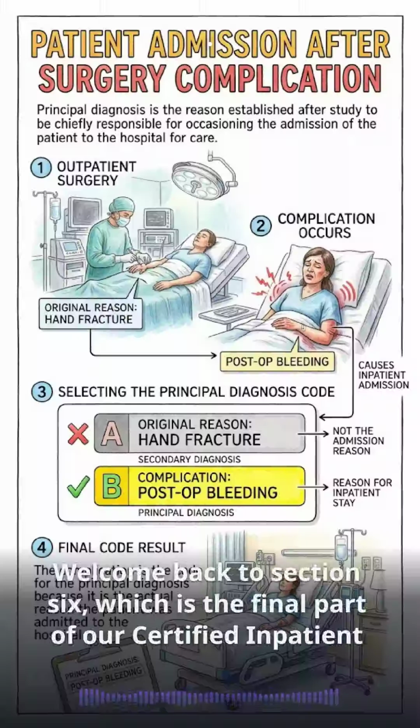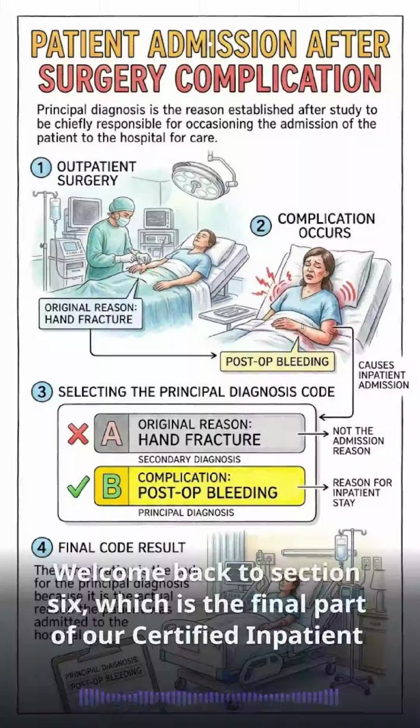You must also use a code to show the outcome of delivery, like a single live birth. For the baby, the first code is always about the birth, like being born in the hospital. You must check the baby's weight and how many weeks early the baby was born today.